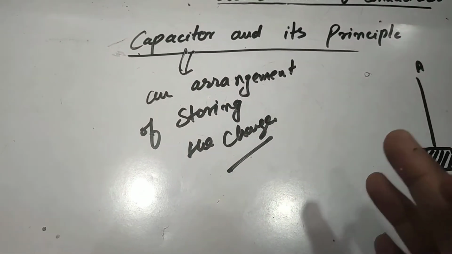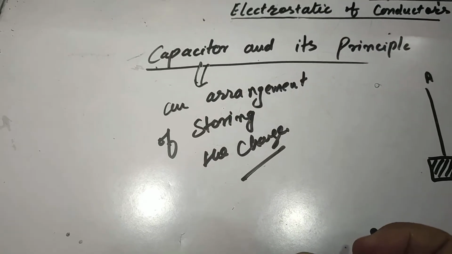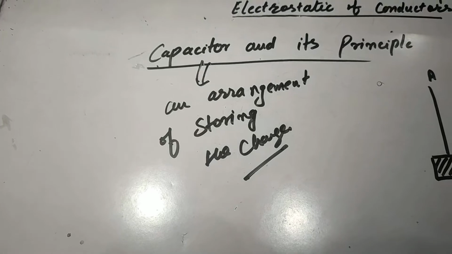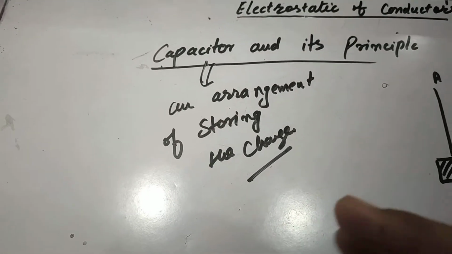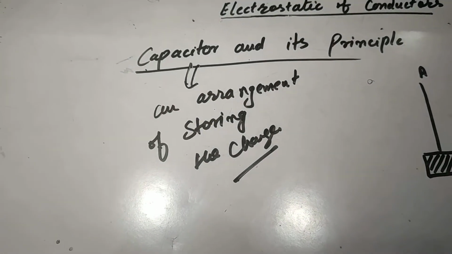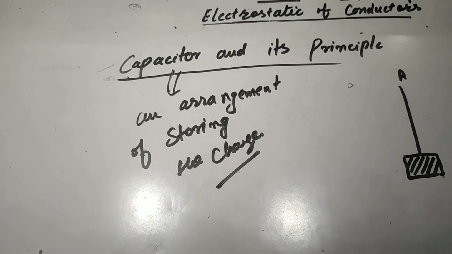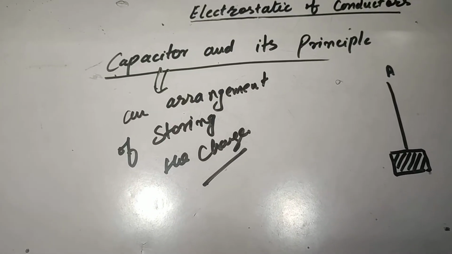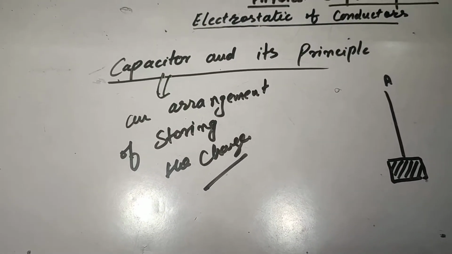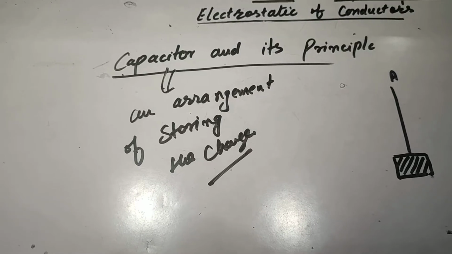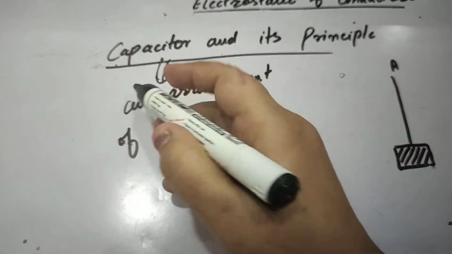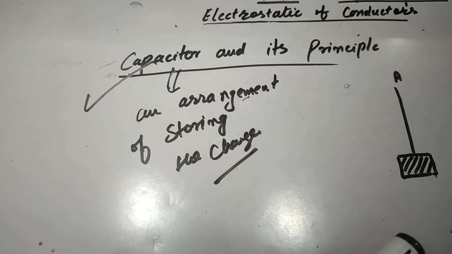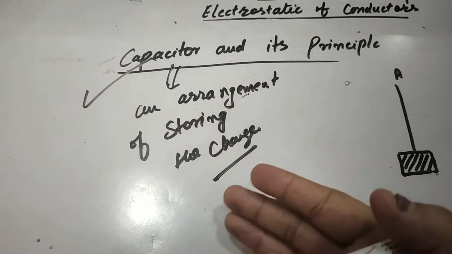For example, as I have explained, considering charge as water and a bucket which is to be filled with the water, then what is that bucket? That bucket is the container in which we can store the water. Similarly, we have an arrangement which can be used to store the charge, right? So a capacitor is an arrangement which is used to store the charge. Now, how can the charge be stored?